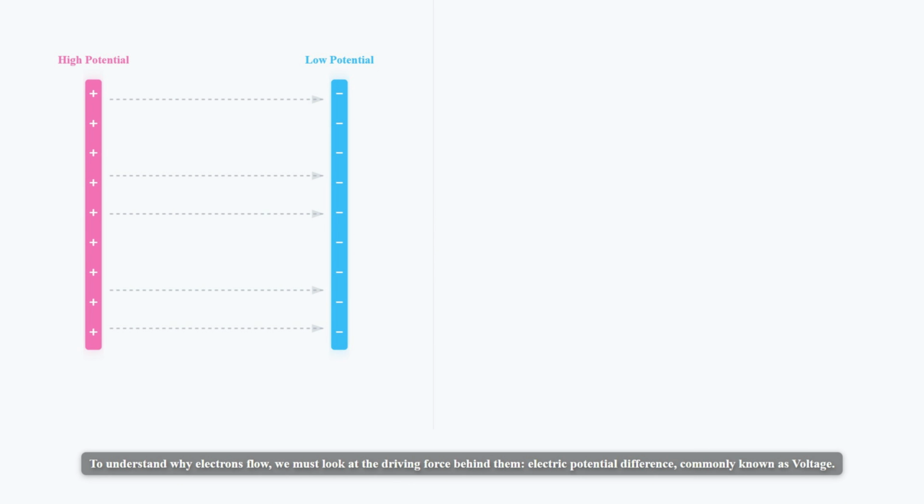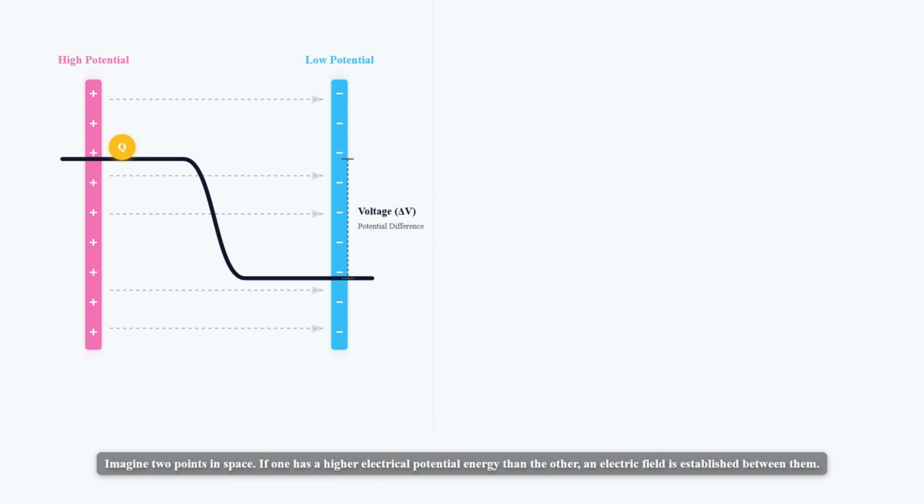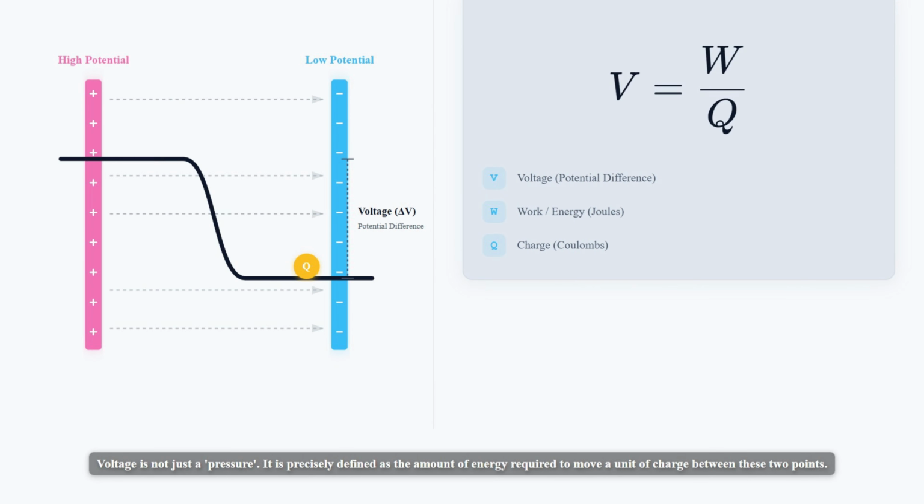To understand why electrons flow, we must look at the driving force behind them: electric potential difference, commonly known as voltage. Imagine 2 points in space. If one has a higher electrical potential energy than the other, an electric field is established between them. Voltage is not just a pressure. It is precisely defined as the amount of energy required to move a unit of charge between these 2 points.